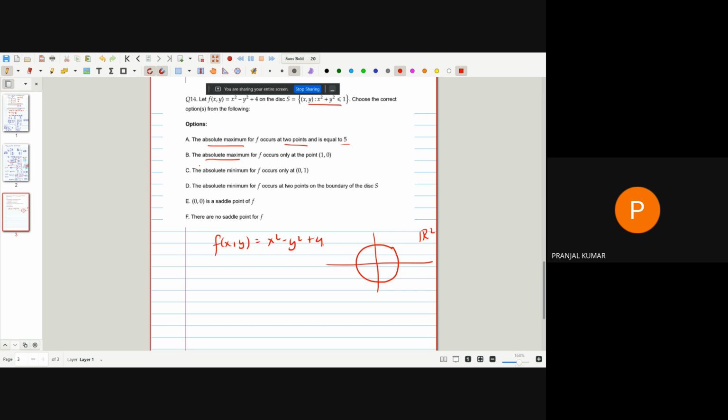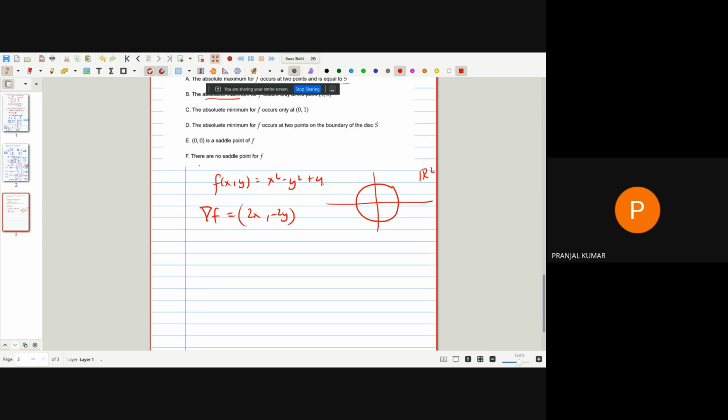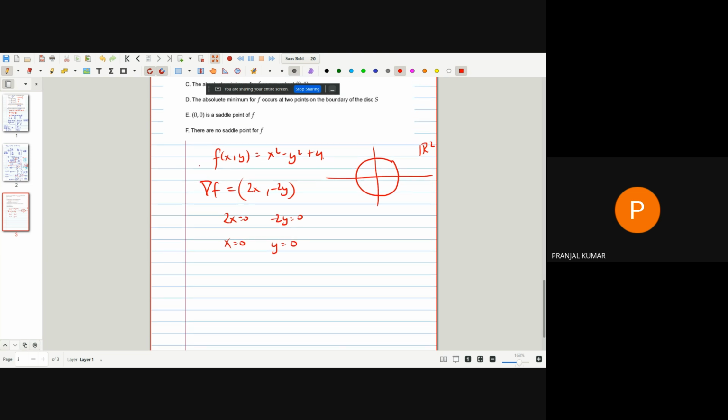So we have to basically go on calculating. So gradient of f would be (2x, minus 2y). You have to equate it to 0. So you will get 2x as 0 and minus 2y as 0. So x is equal to 0 and y is equal to 0. So basically you have only 1 point. Yes or no? Yes. Okay.